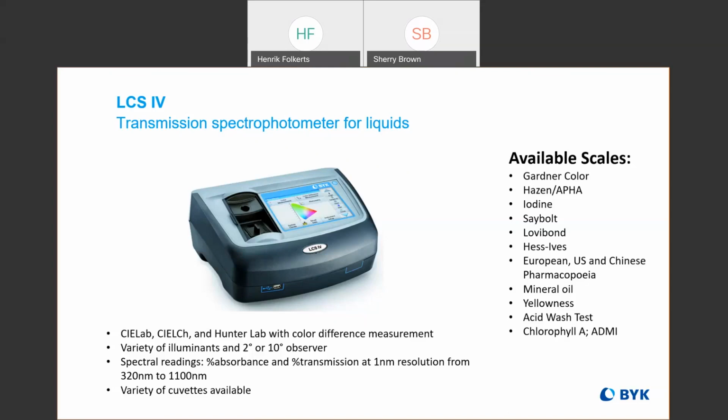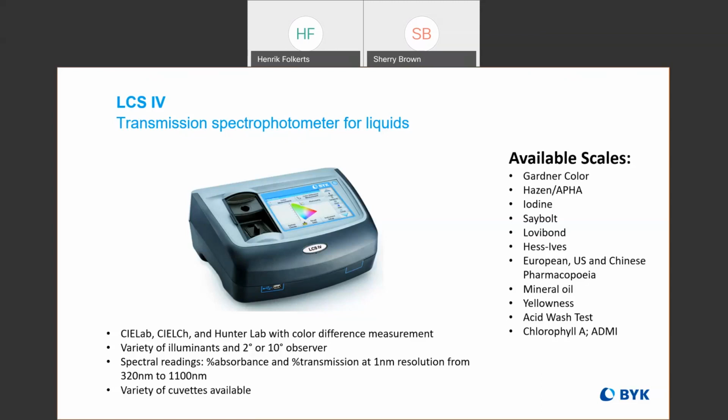And so if you want to know what the specific absorbance or the specific transmission is of the material at, say, 543 nanometers, you can measure that, or you can measure just the entire spectrum and get a curve describing the percent transmission or the percent absorbance all the way in that entire 320 to 1100 nanometer range.